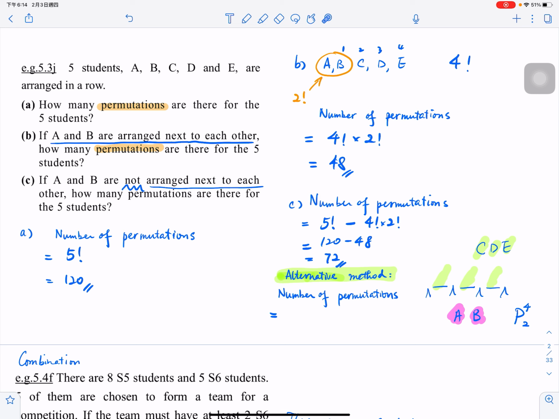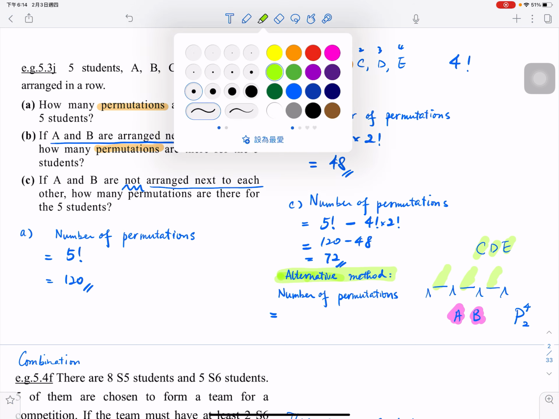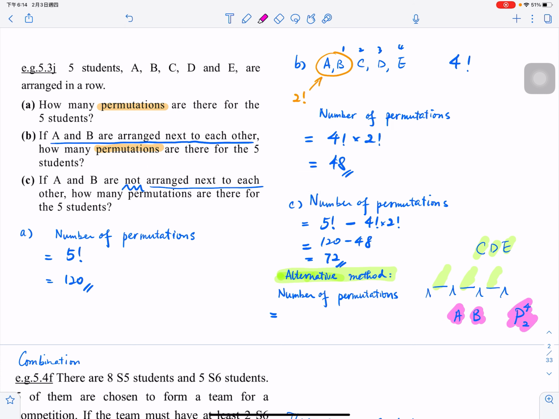So for this one it is 4P2. How about above? C, D, and E, you need to put them in these 3 positions. That means 3 different items, and you need to put them in these 3 positions. So 3P3. What is 3P3? That means 3 factorial. So finally, you can think of it as 3 factorial times 4P2. Then you get it. It's 72 also.